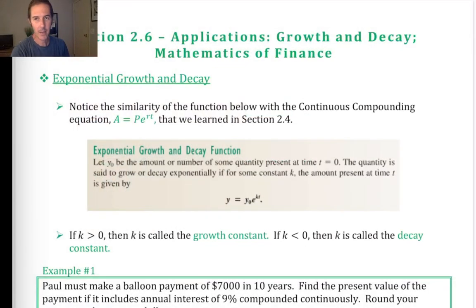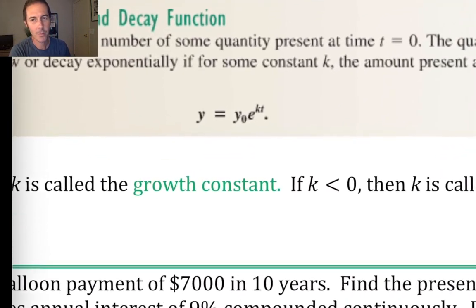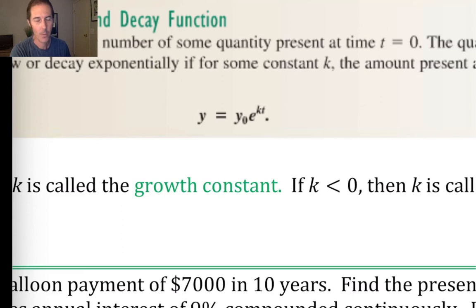Exponential growth and decay does not just apply in the field of business. For sure, it is utilized in biology and the social sciences. And the exponential growth and decay function, this is the Pert formula again. The y on the left-hand side of this equation is capital A. Y sub 0 on the right-hand side is indicating that that's a starting amount. A subscript of 0 is often used to indicate a starting value. So that would be capital P in the Pert formula.